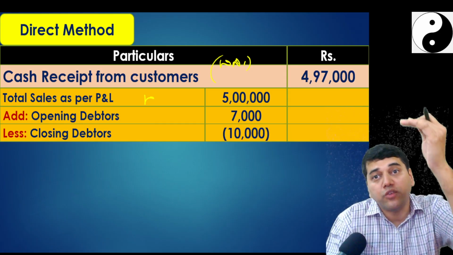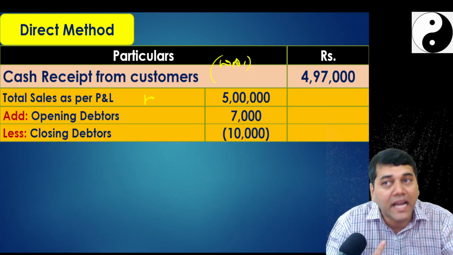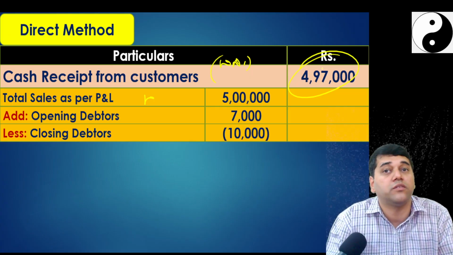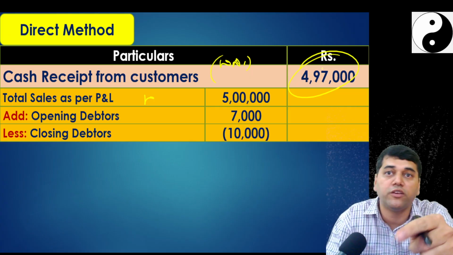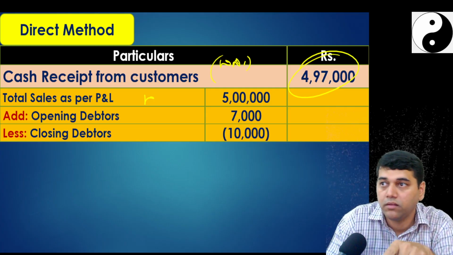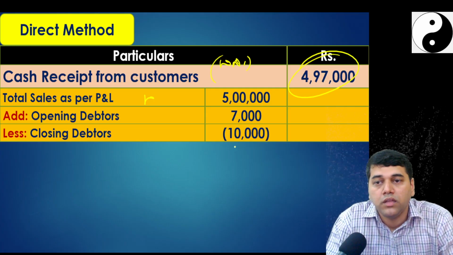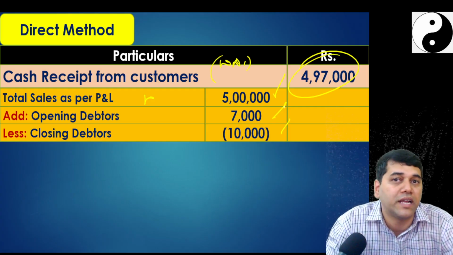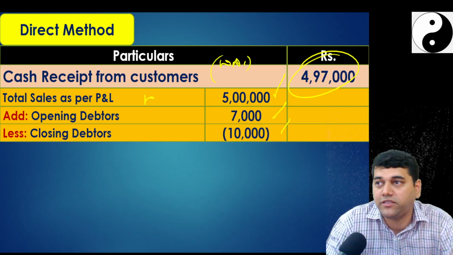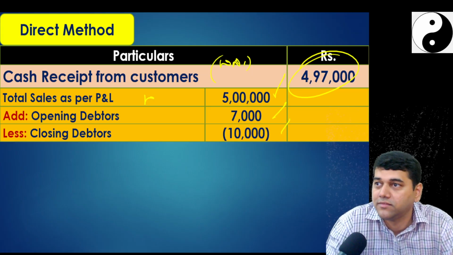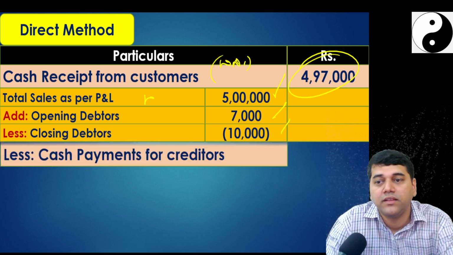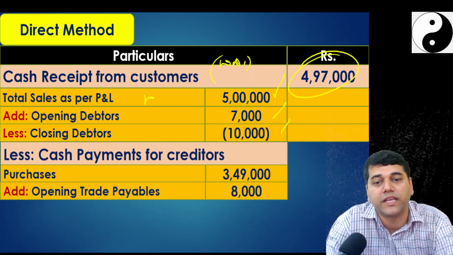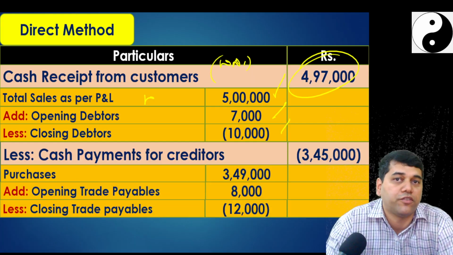Since they didn't ask you the entire cash flow statement, what I interpret is that they will give one special mark for this, provided you do a separate working note, not incorporate it here only. Now sales you have taken 5 lakh, less opening debtors. Did you get 4,97,000? Any mistakes here? No, right? Then cash payment to the creditors. I wanted purchases. Purchases we have calculated from the working note. Did you get 3,45,000?